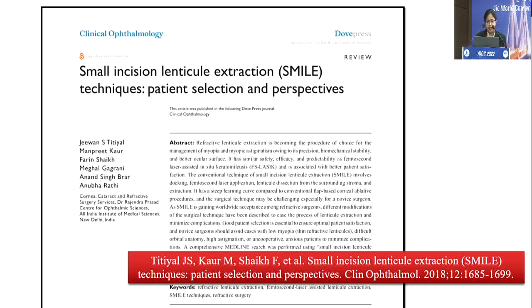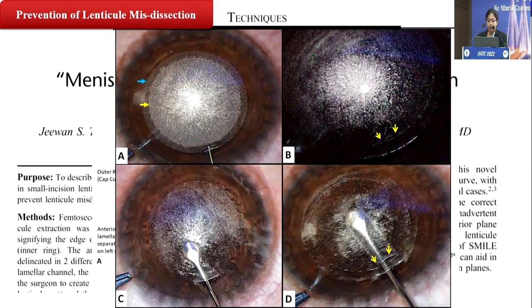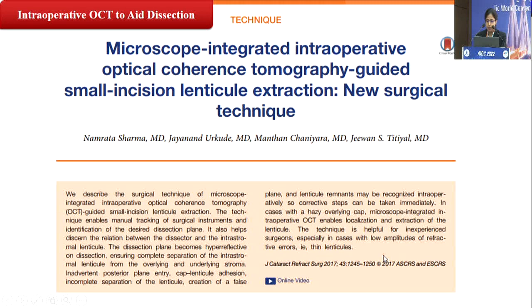So patient selection is of course important for the initial few cases. Go for thicker lenticules, moderate to high refractive error rather than going for 1 to 2 diopters initially. Avoid deep set eyes and uncooperative patients. We have described the meniscus sign to identify the lenticule edge in SMILE. So this is initially to help prevent a cap lenticular adhesion and a lenticule misdissection. So if you see this frilled edge and the instrument is above it, then that means you are in the anterior plane. If it's below that, it means you are in the posterior plane.